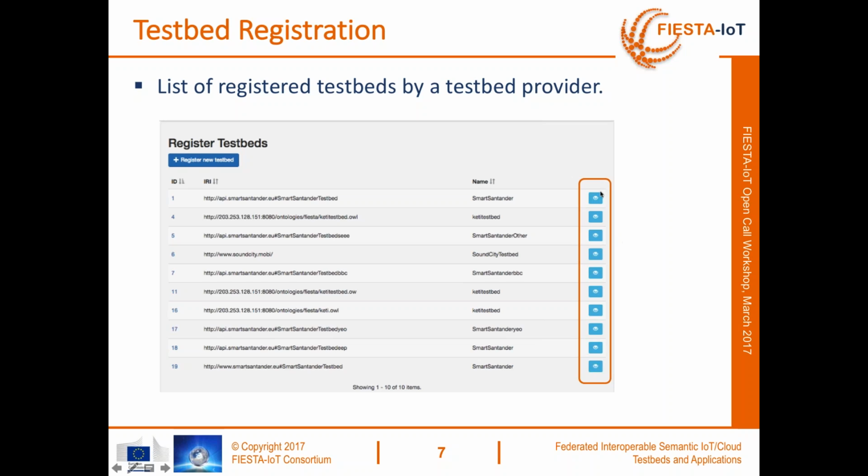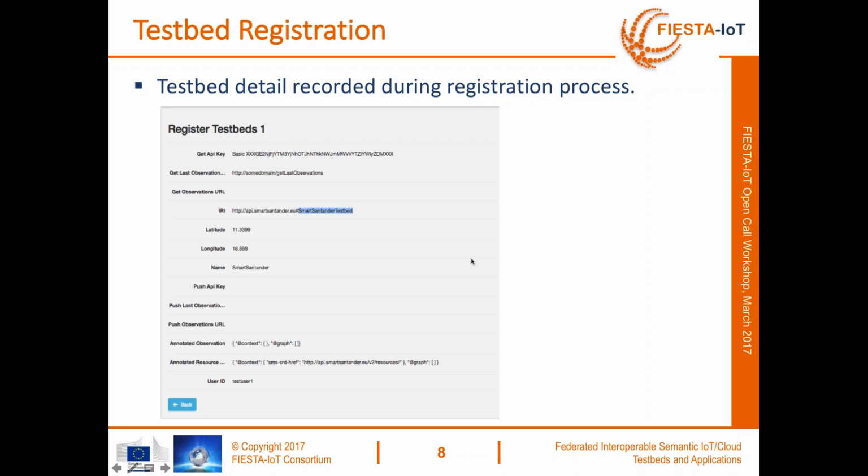Okay, you can use these icons to view further information that you recorded during the registration process for each testbed. Now these testbeds are registered by one specific user, so it's only the testbeds registered by a testbed provider. And if you click any of these icons to view more information, another window will pop up and you can see the information here.